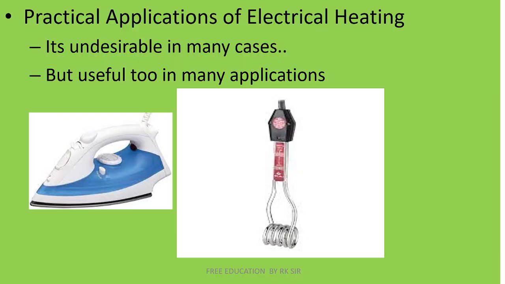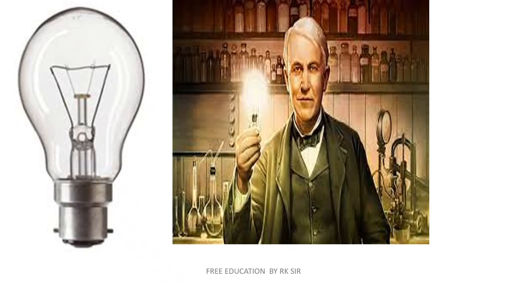No doubt it is undesirable in most cases because it leads to losses, it leads to inefficiency. But at the same time, it is also useful in many applications. For example, in electrical iron, remember the nichrome alloy is used in such heating applications because it has very high resistivity, geyser and whatnot. Now let us talk about the incandescent lamp.